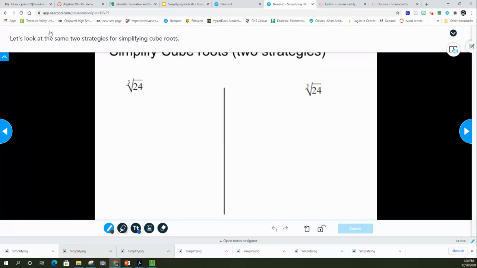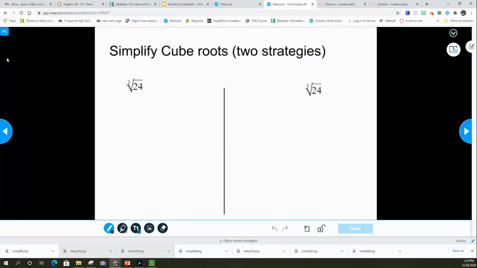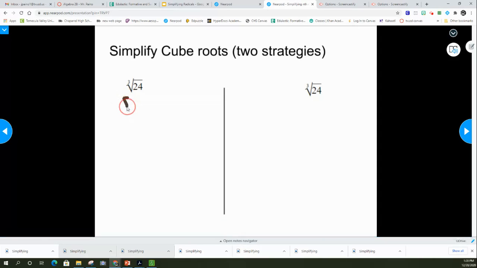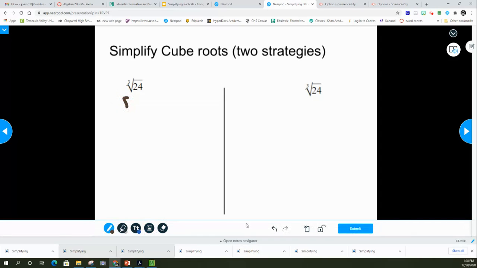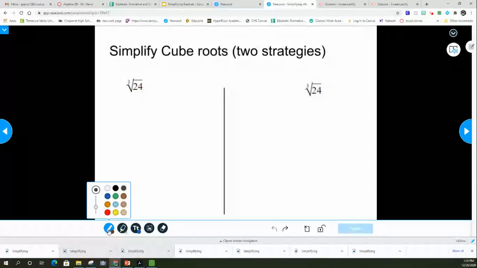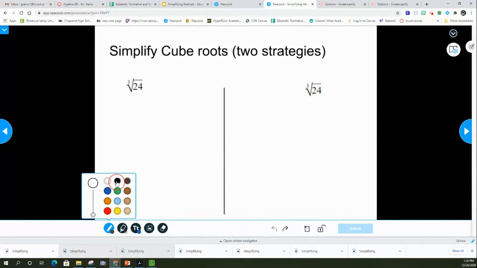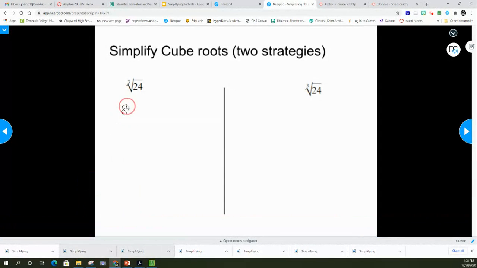Let's do the same thing for cube roots. The cube root of 24. If I know my cube roots, that table that we had, I knew that 8 was a perfect cube. Let me change my font size. So I could rewrite 24 as 8 times 3.